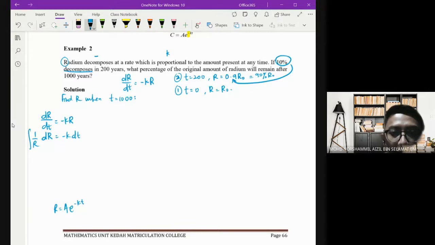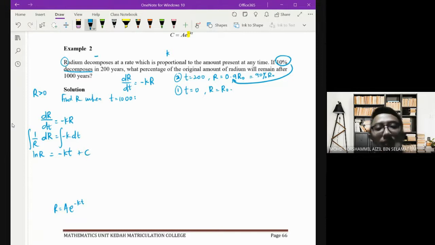So add on the integral symbol both sides. So 1 over R, the number of radium will always be positive, right? So the number of radium is always positive. That's why it will be ln R only. No need to put modulus. So the right hand side will become negative k, integrating 1 dt becomes t, and then don't forget plus C. As usual, here we add on the exponent, it becomes R equals exponential negative kt plus C.